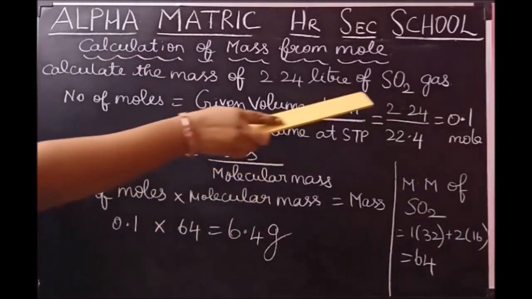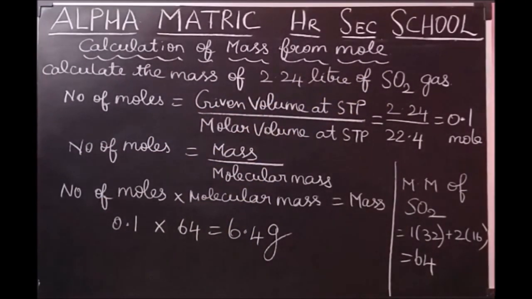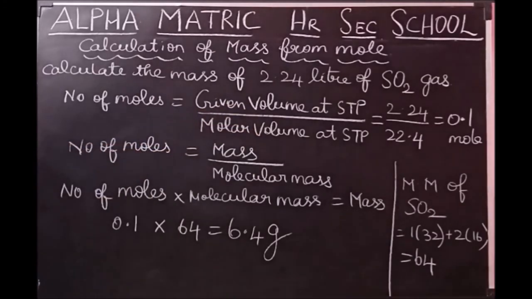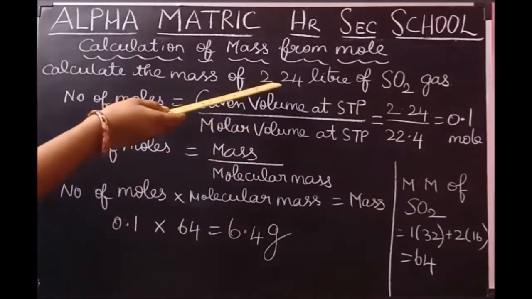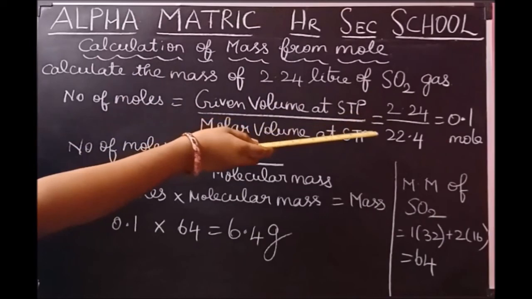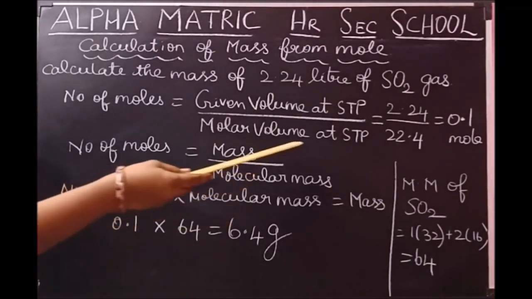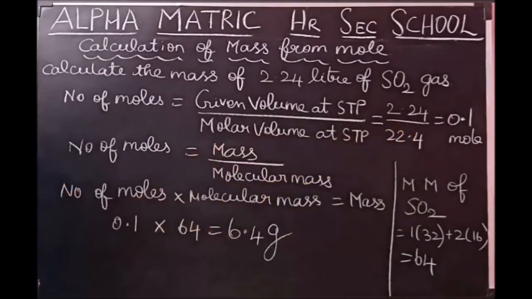Here, SO2 gas. For a gas, the number of moles equals the given volume divided by the molar volume. The given volume is 2.24. 2.24 by the molar volume. We know that 1 mole of any gas occupies 22.4 liter. So the molar volume equals 22.4. We get the answer 0.1 mole.